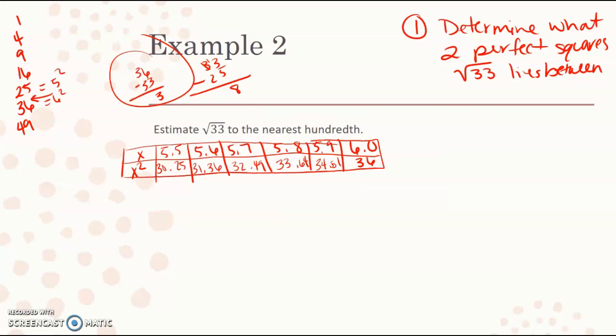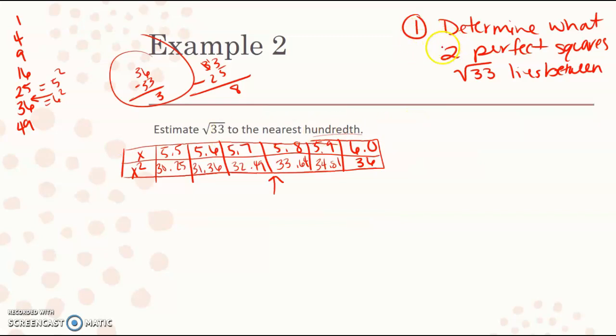So then what I have to ask myself is, which two of these numbers on the bottom do we fall between? And so since we're looking for 33, it's going to be between 32.49 and 33.64, which means we lie between the 5.7 and the 5.8. So right now I know that I am between 5.7 and 5.8, but that's the nearest tenth. I need to find the nearest hundredth. And so from here, I just have to decide, well, which one's closer?